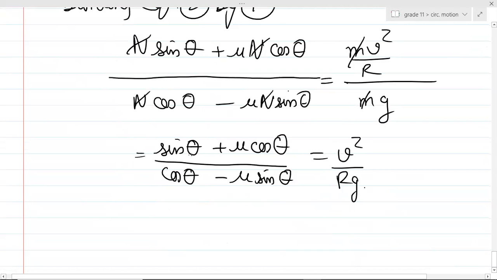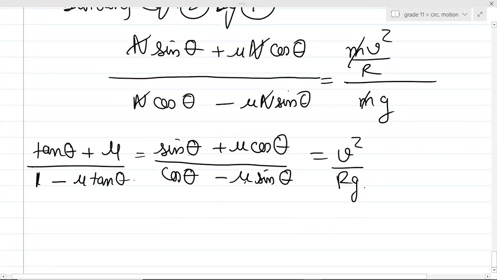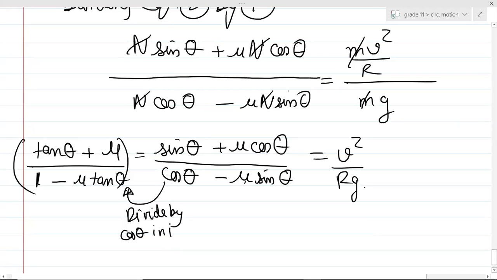I can write this thing as, can you see, if I divide the whole equation by cos theta, in the numerator as well as in the denominator, it becomes sin theta upon cos theta, tan theta, plus mu cos theta divided by cos theta, which is 1, minus mu sin theta divided by cos theta, which is tan. How do you get this? Divide by cos theta in the numerator as well as the denominator.